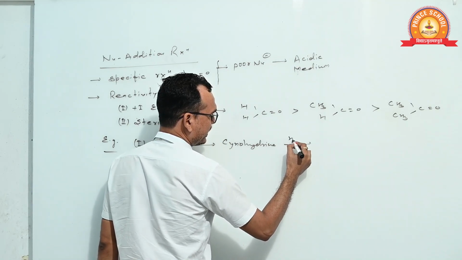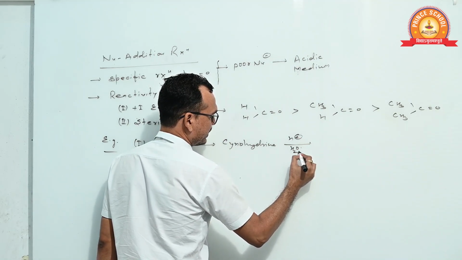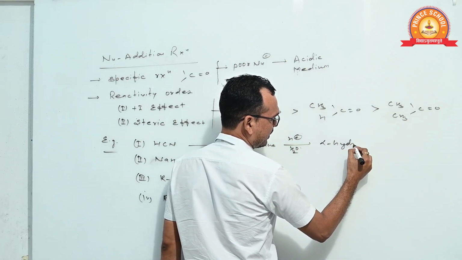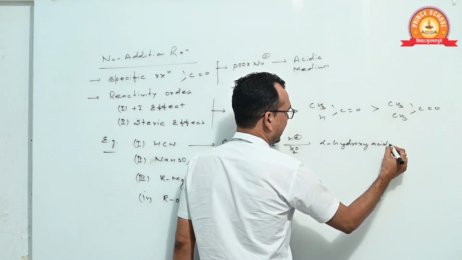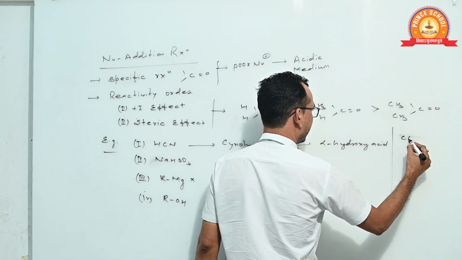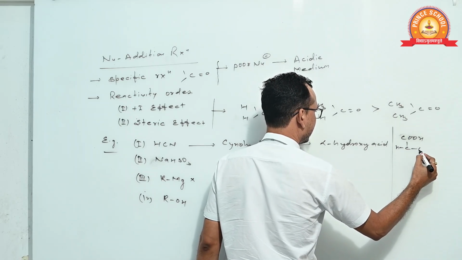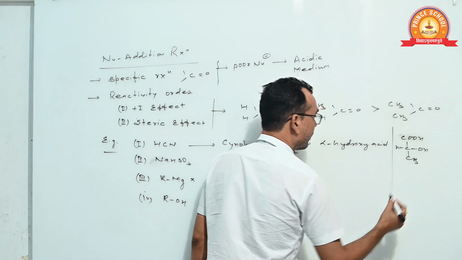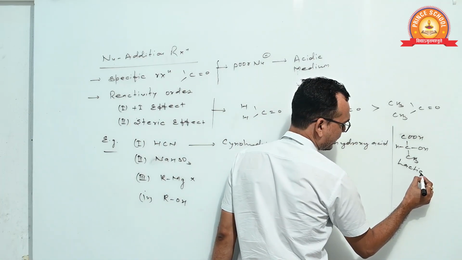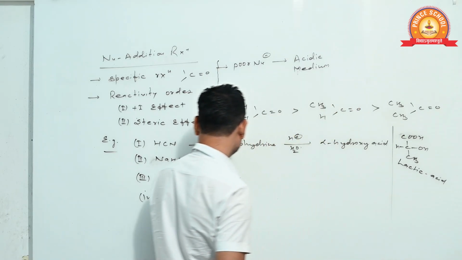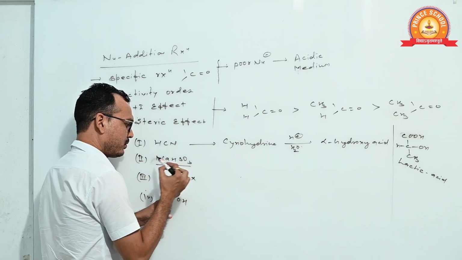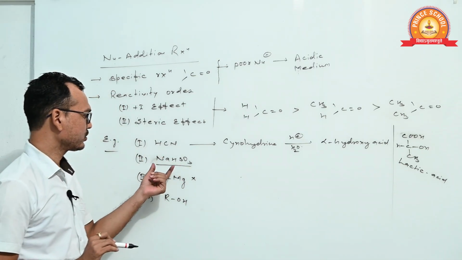And cyanohydrin undergoes acidic hydrolysis, then it gives the alpha hydroxy acid. And you know that we prepare the CH3, we prepare the lactic acid by using this reaction from acetaldehyde. This is the main and important question which is asked by the examiner. Clear?